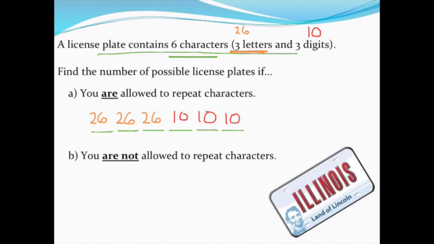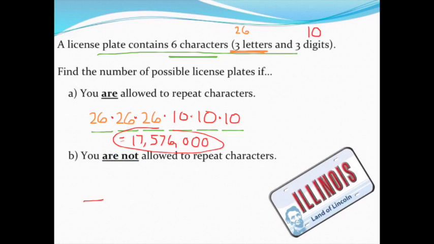To figure out the total number of possibilities I have, all I need to do is grab a calculator and multiply all of this together. So you guys can pause the video and go ahead and do that. I've already done my work ahead of time, and I can see that there are 17 million possibilities, actually more than that, 17,576,000. Okay? Watch how the problem's a little bit different if we are not allowed to repeat characters.